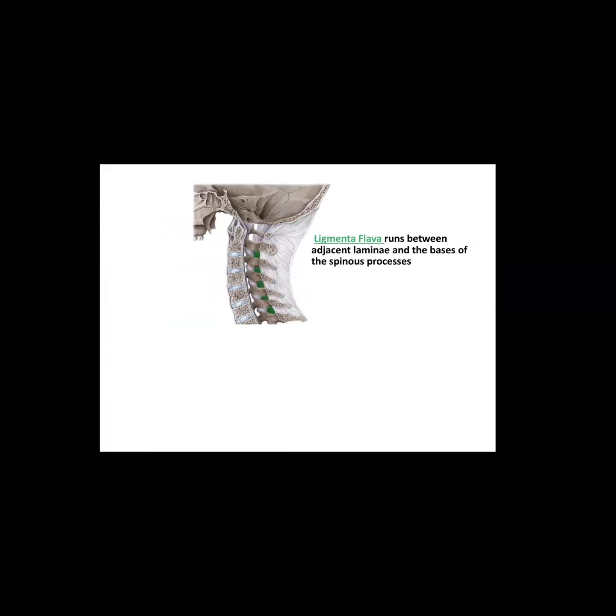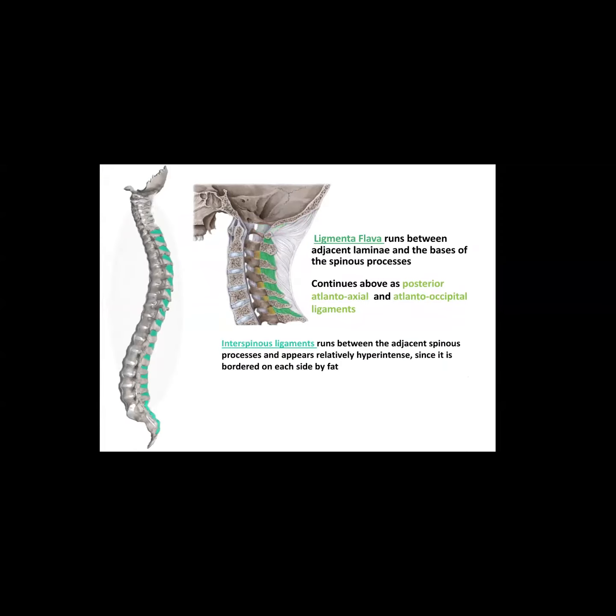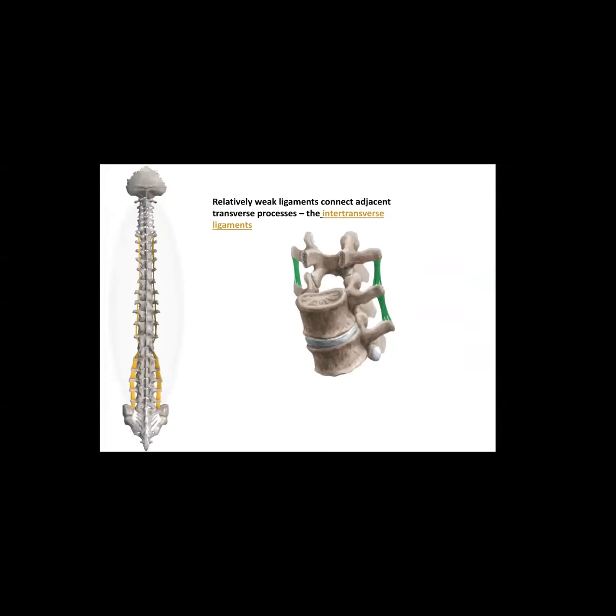Ligamentum flava run between the adjacent laminae and the bases of the spinous processes, and continue above as the superior atlantoaxial and atlanto-occipital ligaments. Interspinous ligaments run between the adjacent spinous processes and appear relatively hyperintense since each is bordered on each side by fat. A relatively weak ligament connecting adjacent transverse processes is the intertransverse ligament.